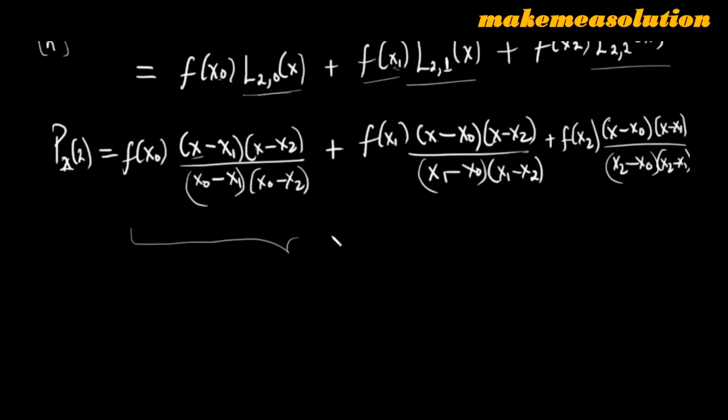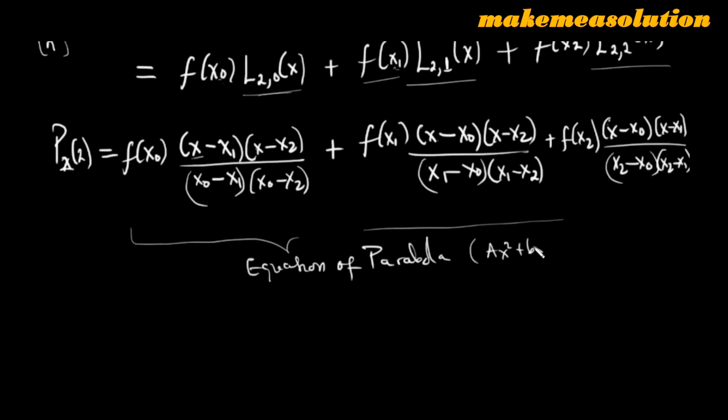Now this that you see here is another way for writing the equation of a second order or a second degree system, which is a parabola. So the normal equation of a parabola is ax squared plus bx plus c. Okay, that's the normal equation that we know. But this Lagrange polynomial expression here gives us the equation of a parabola passing through 3 points. Okay, so this is just about the Lagrange polynomial.